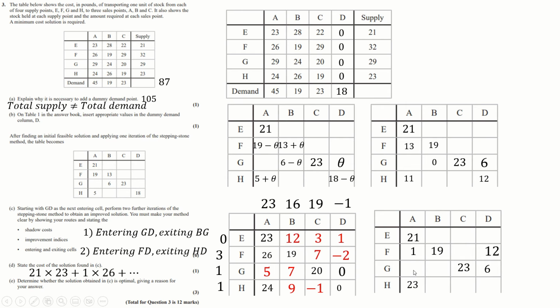We now state the cost of this. Well, it's 21 times 23 plus 1 times 26, because remember this is how much it costs to do any of these things, plus 19 times 19 plus 12 times 0. We should probably be looking at this matrix, to be honest. Plus 6 times 0 plus 23 times 20 and so on. Eventually you end up with this number here.